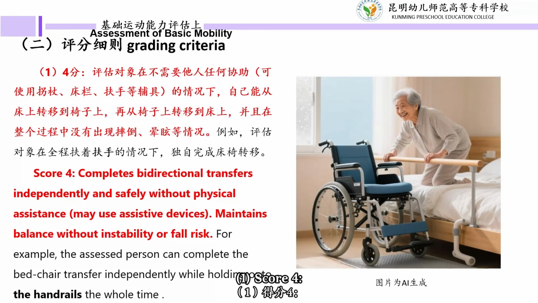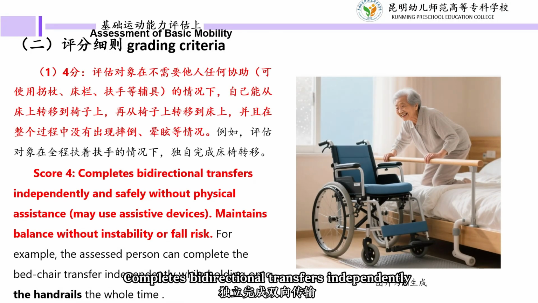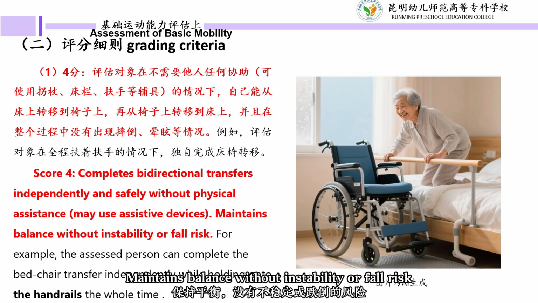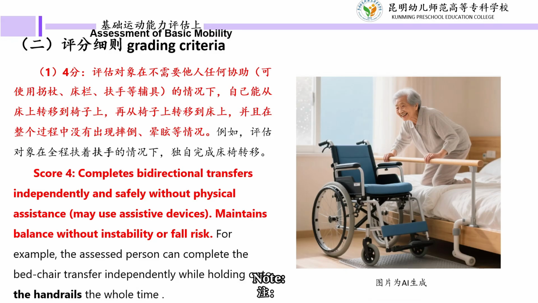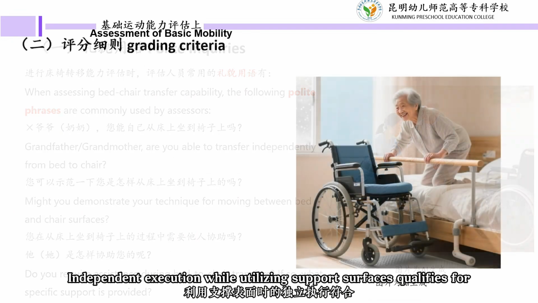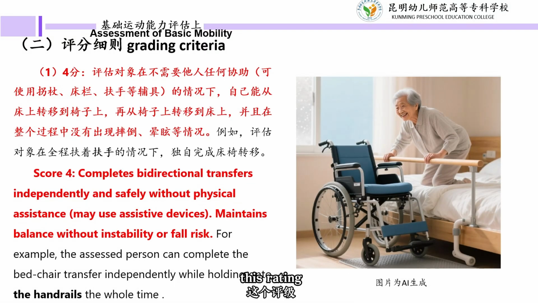Grading criteria. 1. Score 4 completes bidirectional transfers independently and safely without physical assistance, may use assistive devices, maintains balance without instability or fall risk. Note: independent execution while utilizing support services qualifies for this rating.